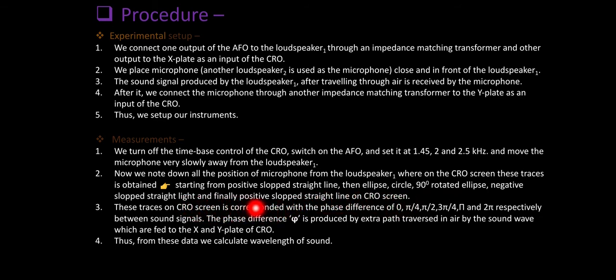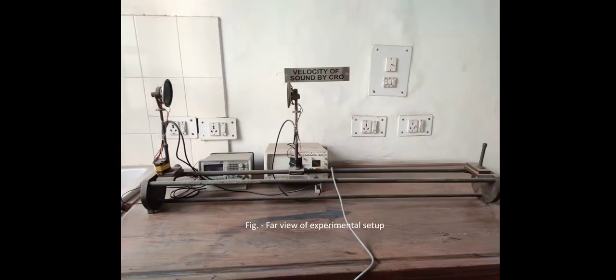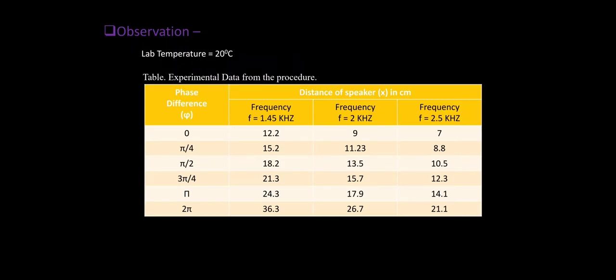The phase difference phi is produced by the extra path traversed in air by the sound wave, which are fed to the X and Y plates of the CRO. As I mentioned, the phase difference or the path difference is produced due to the extra path traversed in the air by the sound wave. Thus, from this data we calculate the wavelength of the sound. This is the observation.